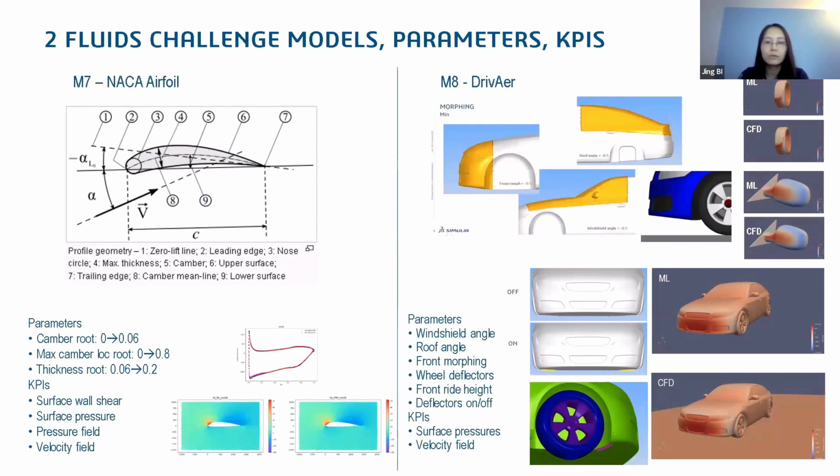This slide shows 2 fluids challenge problems. Model 1 shows good machine learning predictions of air pressure and velocity field around the airfoil given different airfoil geometric designs. Model 2 shows good surface pressure predictions on an automotive external surface given different car designs.